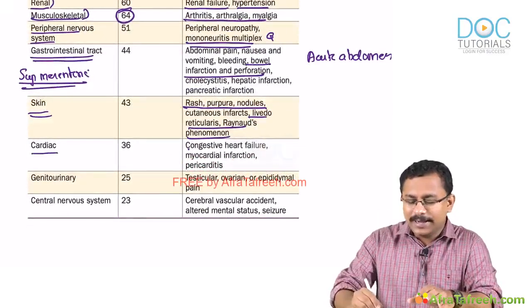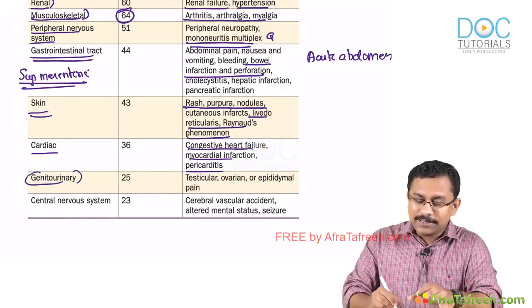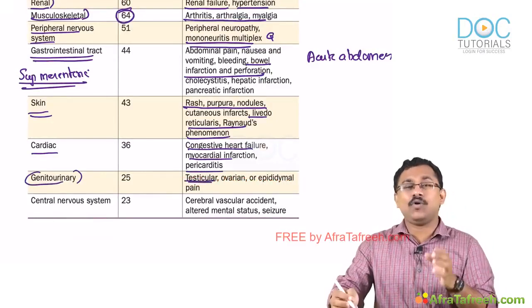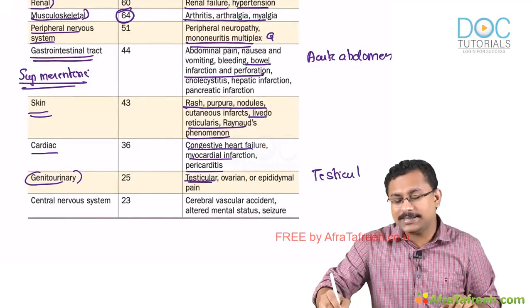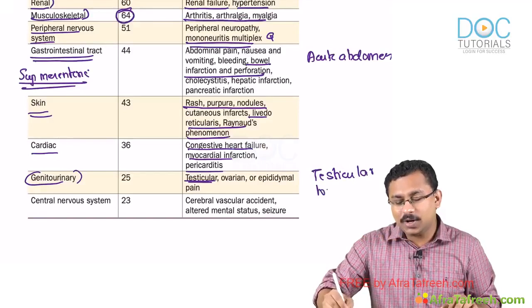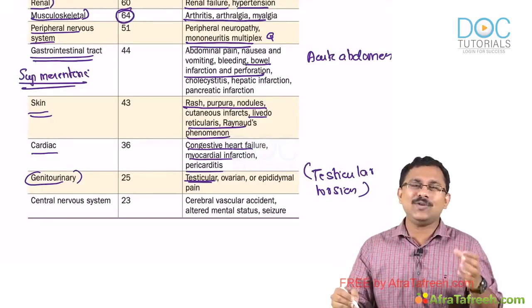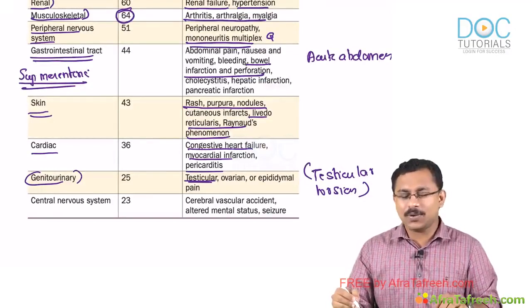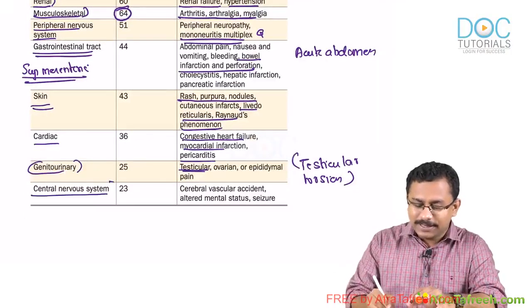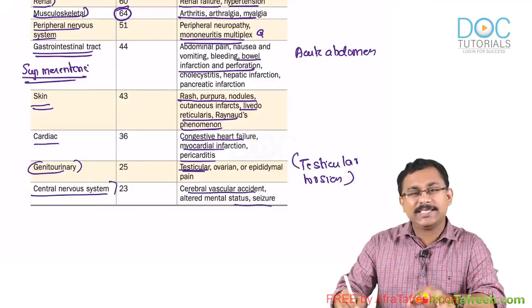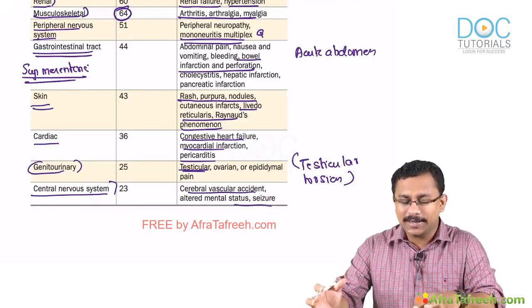Cardiac involvement can be there: congestive heart failure, myocardial infarction and pericarditis. Genitourinary involvement is very, very important: testicular, ovarian and epididymal pain. Most important, they might give you a clinical scenario of a testicular torsion-like clinical picture for the exams, and they may give you some clue of PAN as well. This is again an important clinical presentation, and it can affect the CNS as well, resulting in strokes, seizures. These are again presentations of polyarteritis nodosa.